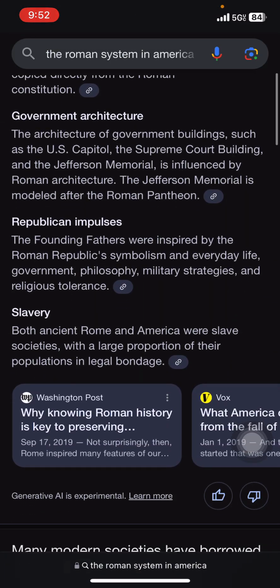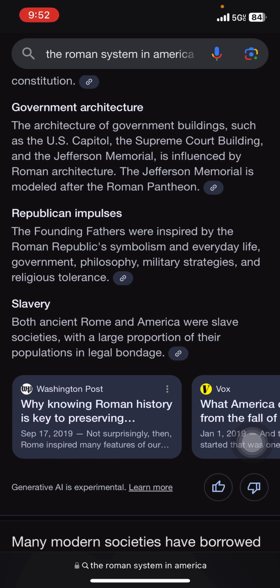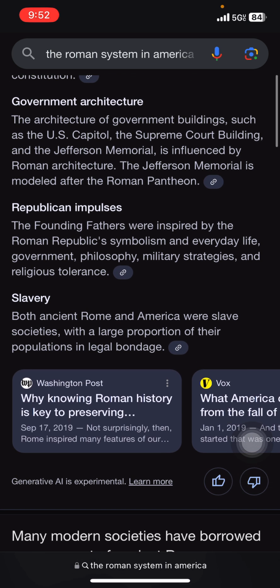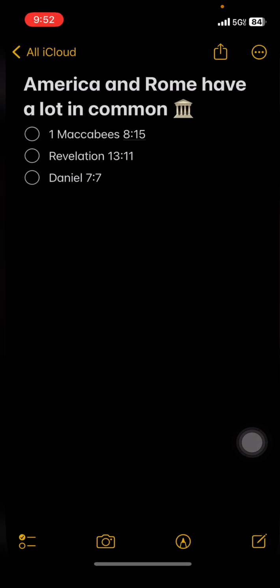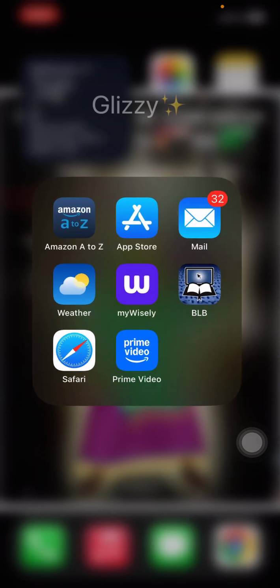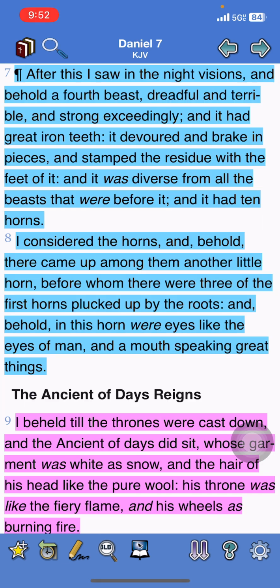So going back, it says Republican impulses. The founding fathers were inspired by the Roman Republic symbolism in everyday life, government, philosophy, military strategies, and religious tolerance. Let's go to Daniel. Let's get that first one, Daniel 7:7, since it brought up military.